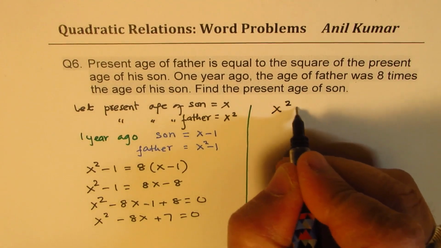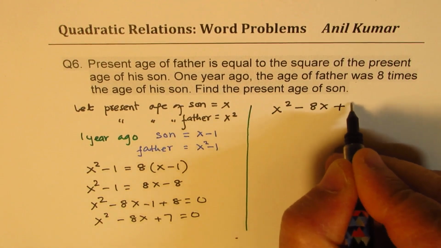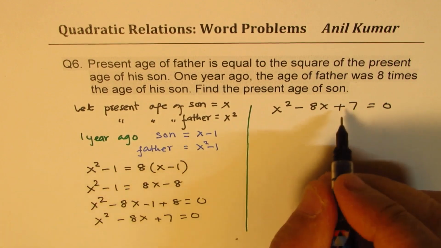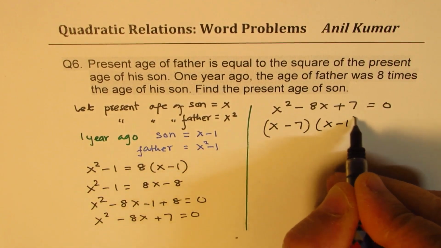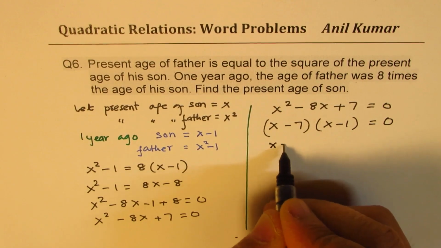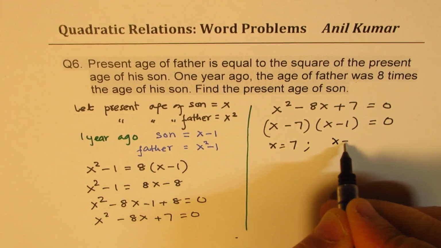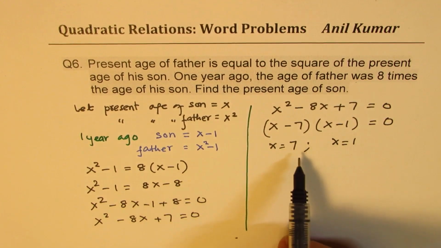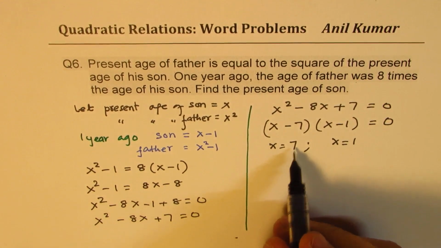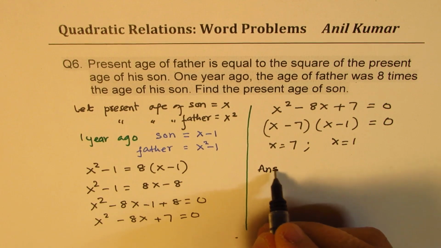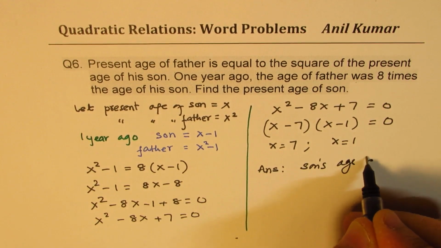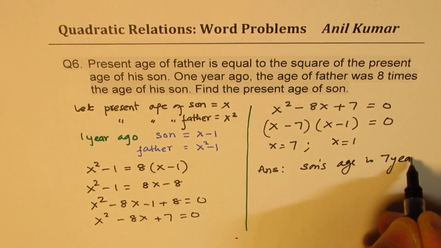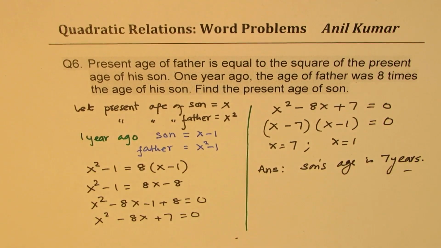So we have x squared minus 8x plus 7 equals to 0. 7 times 1, so we'll have x minus 7 times x minus 1 equals to 0. That means x could be equal to 7 or x could be equal to 1. So it cannot be 1, right? So it has to be 7. So the answer is son's age is 7 years. Perfect. So that is how the age problem should be done.